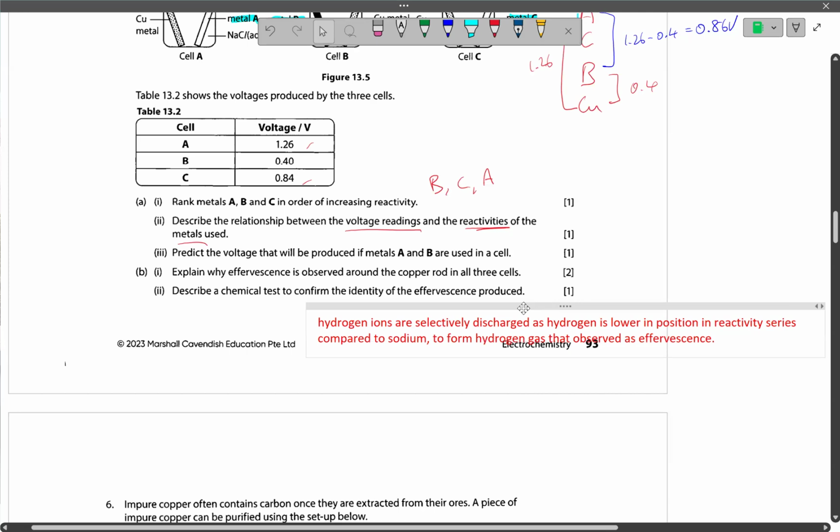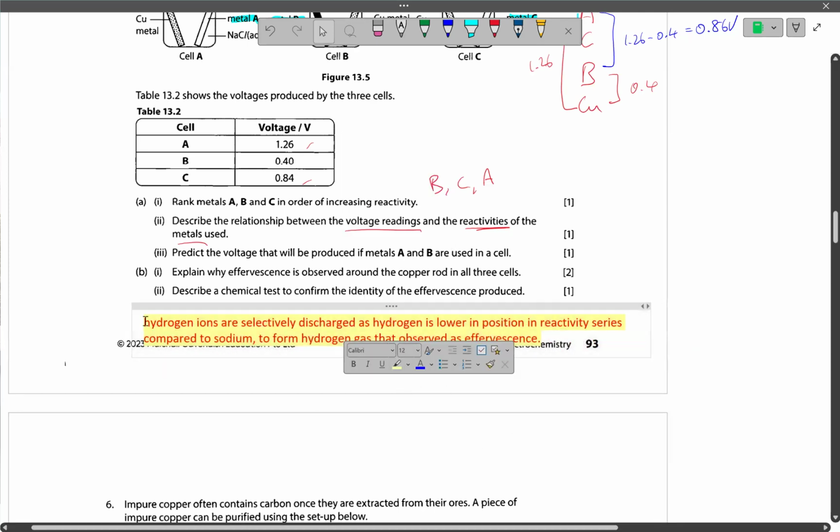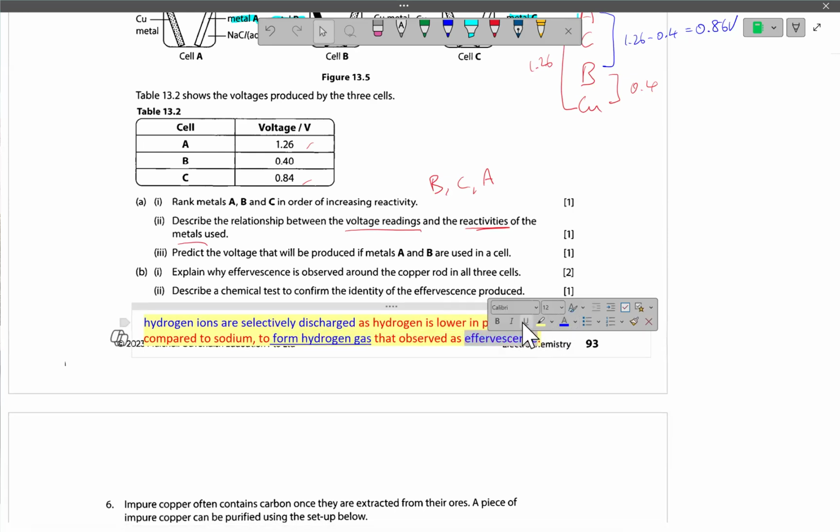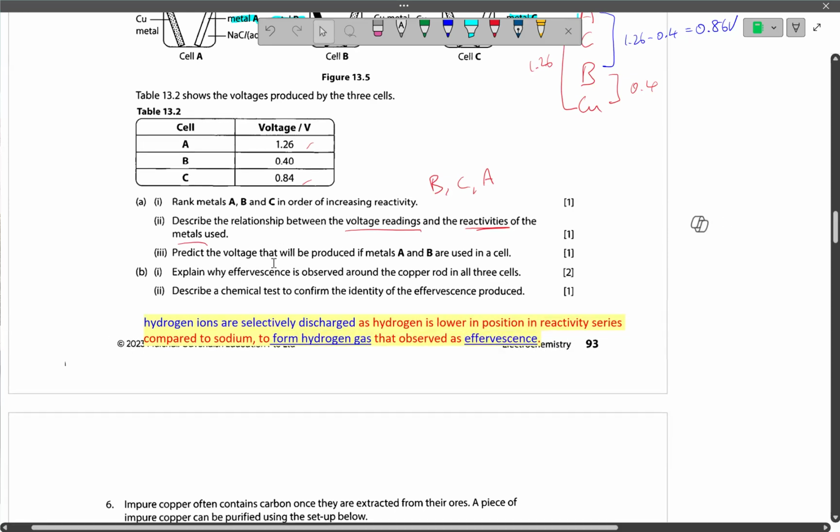Okay, so the statement should be talking about the ion. The ion's discharge is important. Reason: hydrogen is lower in the reactivity series than sodium. Form hydrogen gas that is observed as effervescence. We must explain why the effervescence. Don't just say hydrogen gas, because the hydrogen gas bubbles are actually observed as effervescence.